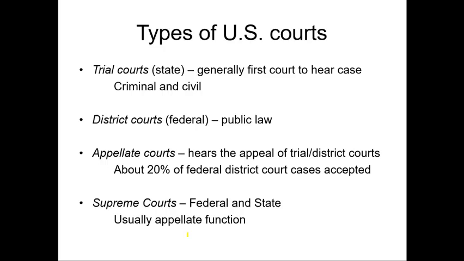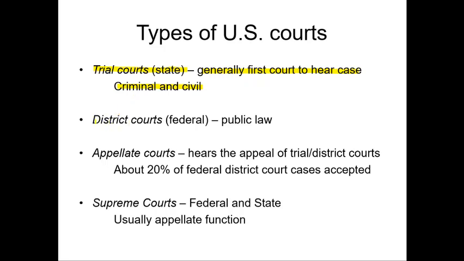Now let's talk about the types of U.S. courts, and then we'll look at the pathway that someone could take through a court system all the way up to the Supreme Court. So what we have, particularly at the state level, are trial courts. These are generally the first court to hear the case, and this is both criminal and civil cases. The overwhelming majority of court cases in the United States are in state trial courts.